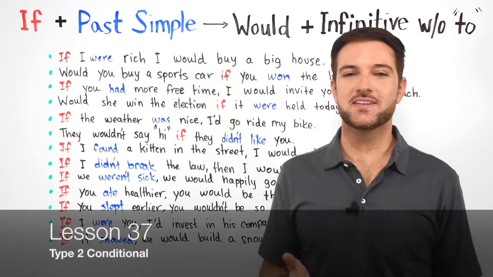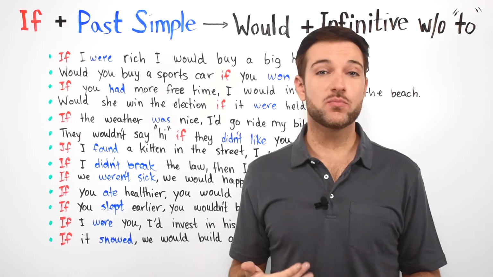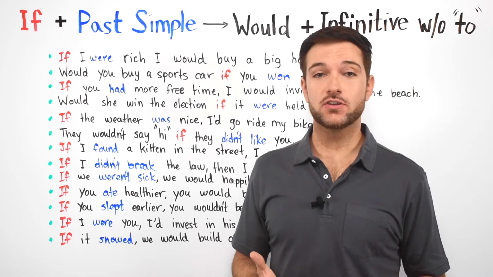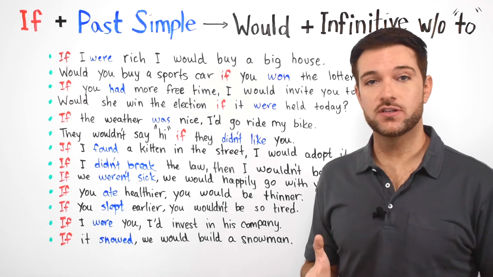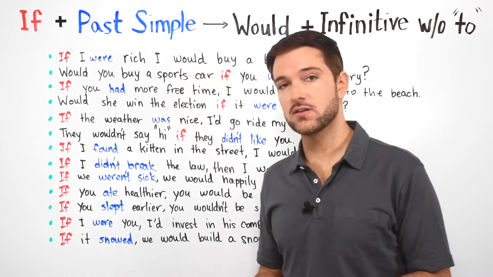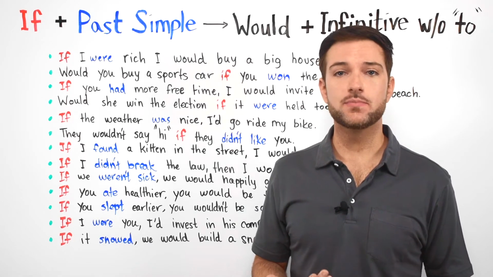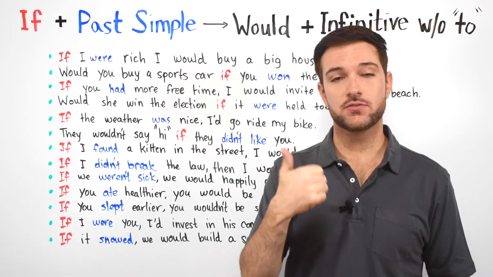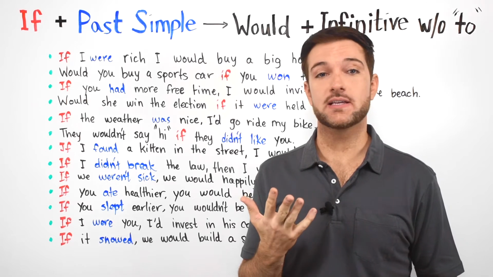You've made it to lesson number 37, and in this lesson we're going to be talking even more about conditionals. More specifically, we're going to take a look at the third type of conditional, which is known as the type 2 conditional. You remember we learned the type 0 and then we learned the type 1 conditional. Today we're going to learn the type 2 conditional. Remember, there are 5 conditionals all in all. Type 0, type 1, type 2, type 3, and type 4, which is known as the mixed conditional.